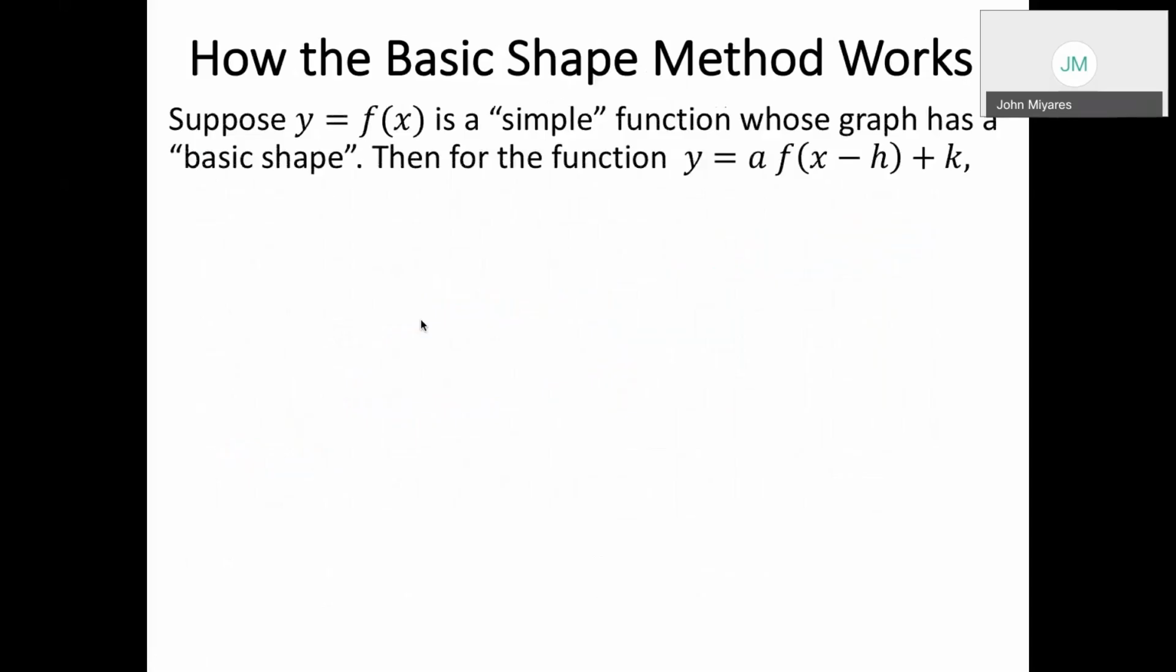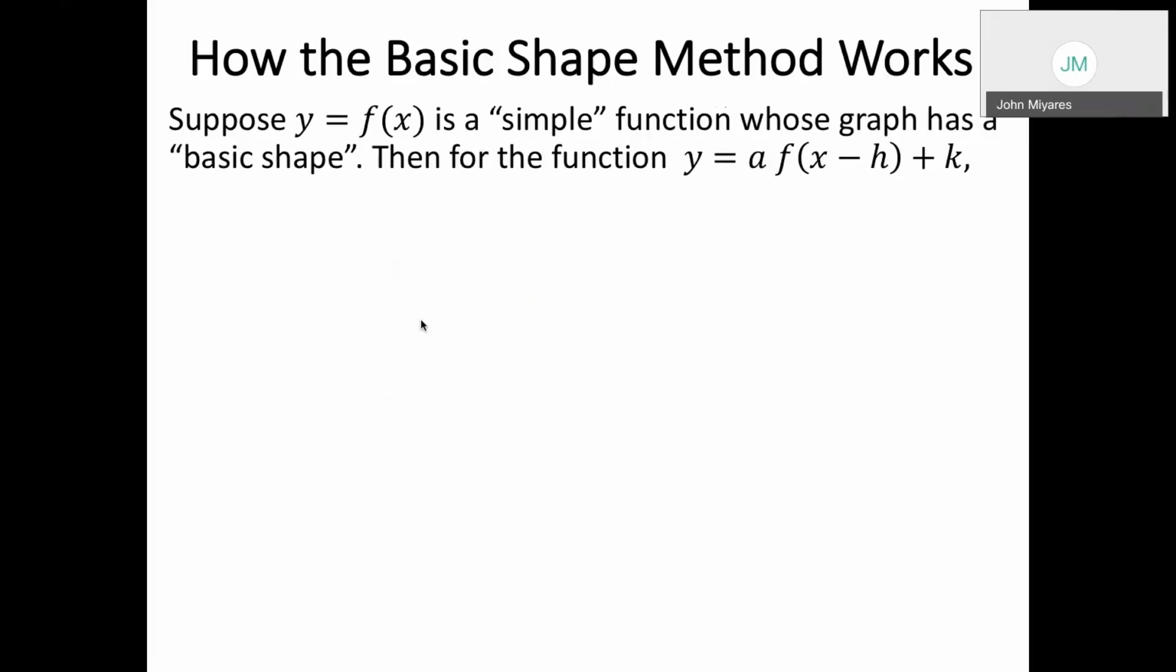What we've demonstrated with taking the basic shape of a graph and moving it left, right, up or down, stretching it, shrinking it, flipping it upside down, or keeping it the same direction is at the core of what we call the basic shape method for graphing functions. Let's suppose that f of x is a simple function whose graph has what we call a basic shape. This simple function could be a monomial like y equals x squared or y equals x cubed. It could be a radical function like the square root of x or the cube root of x. It could be a more complex function like y equals e to the x or y equals the natural log of x.